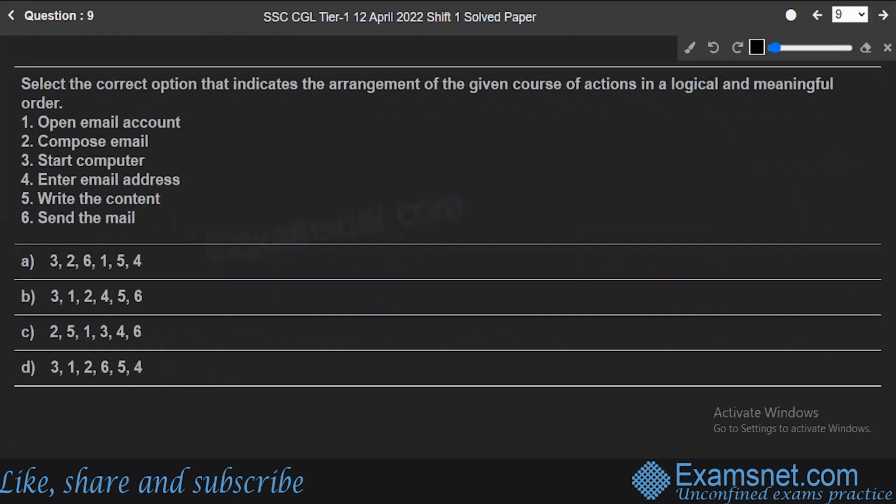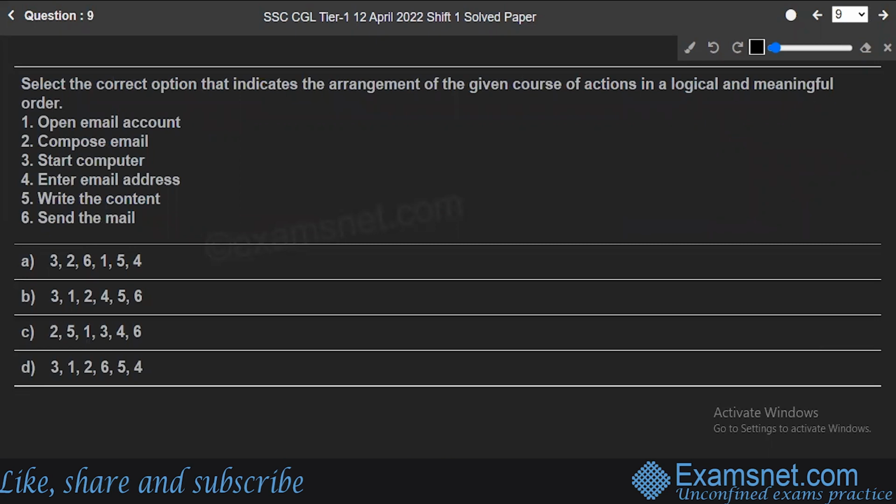Select the correct option that indicates the arrangement of the given course of actions in a logical and meaningful order. Let's read them. Open email account, compose email, start computer, enter email address, write the content, send the mail. You have to choose the correct order of all of these. So of course, the logic here is all the steps that you follow while sending an email. The mailing process from the given sentences, which order are they following?